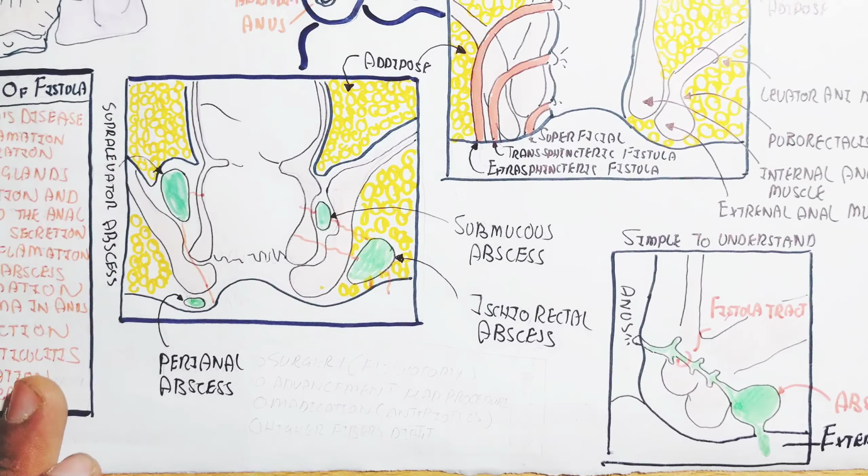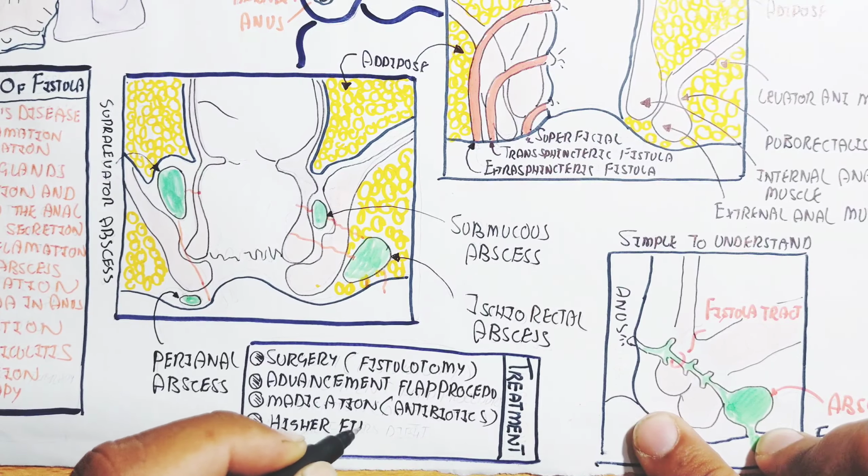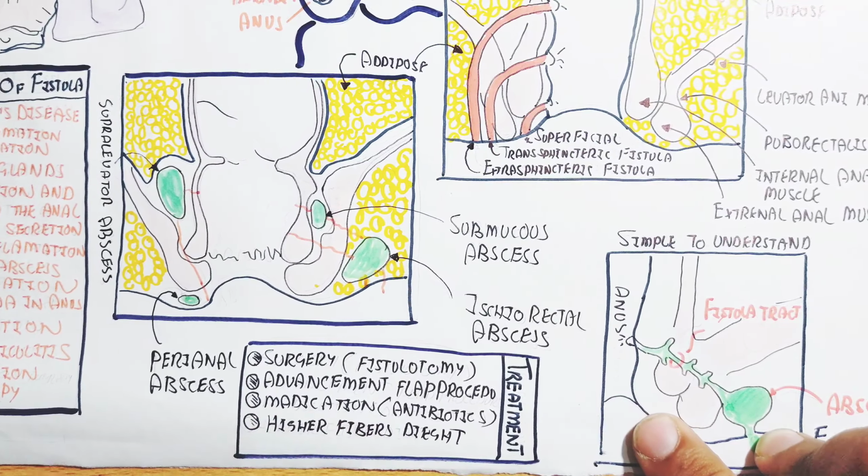Anyhow, the treatment can be surgery, the fistulotomy, and the advancement flap procedure, and medication such as antibiotics, and a higher fiber diet.